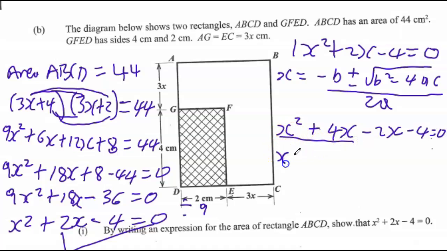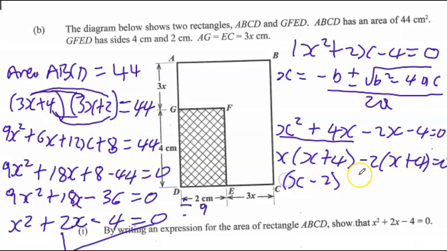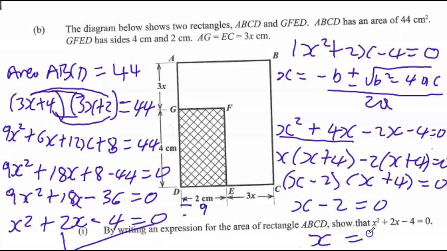For the first pair, x into x plus 4. And the second pair, minus 2 into x plus 4. So the factors will be x minus 2 and x plus 4. Now, since x has to be a positive value, because the length of a side cannot be negative, you equate both brackets to 0, but this is the only one we'll use. x minus 2 equal to 0, and therefore we add 2 to both sides. x equal to positive 2. That's our value for x.